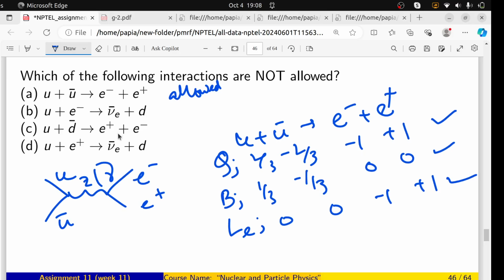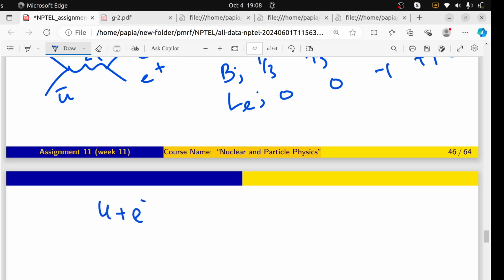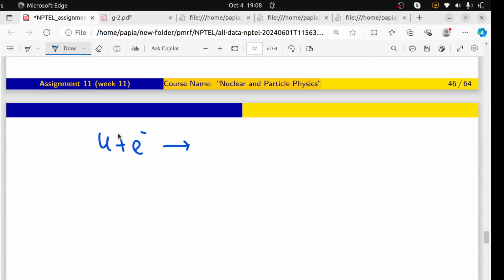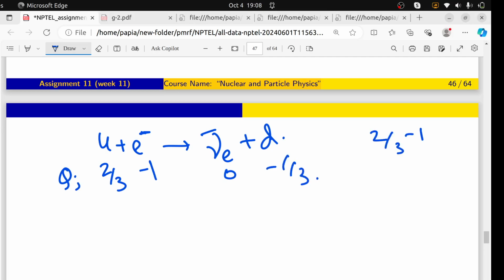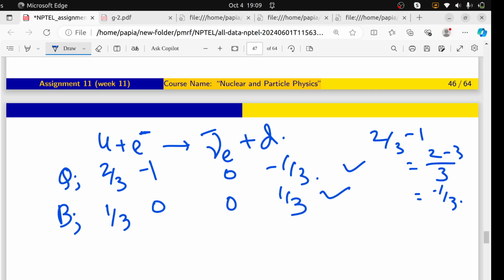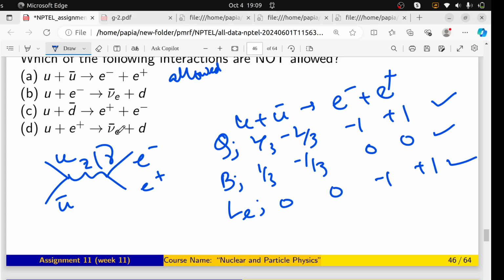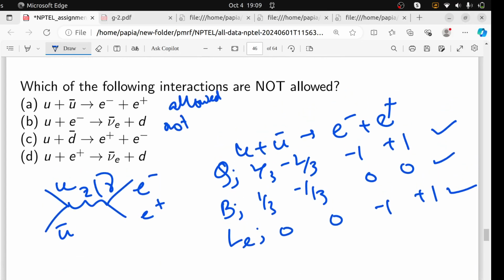Now come to the second option. U plus e minus going to nu bar D. Just see, Q is 2 by 3, it is minus 1, this is 0, this is minus 1 by 3. 2 by 3 minus 1, if I write 2 minus 3, that is minus 1 by 3. This is fine. Now baryon: 1 by 3, 0, 0, 1 by 3. That is fine. Lepton number: 0, this is 1, an electron is there, this is minus 1, this is 0. So it is not correct. If electron number is not conserved, then obviously it is not allowed. So not allowed.